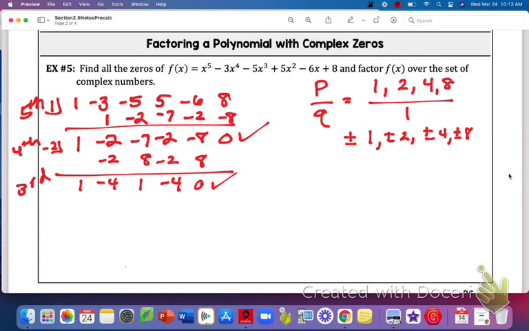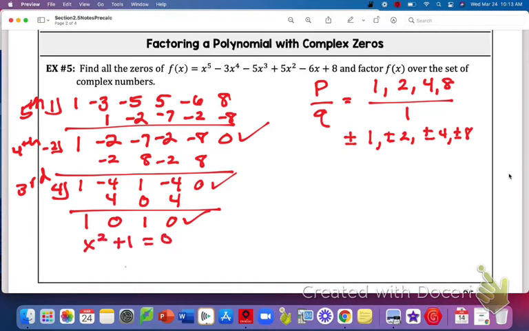We need to do one more to get down to a quadratic. I'm going to go with 4. Bring down my 1, 4, 0, 0, 1, 4, 0. Check. So now I'm down to a quadratic. What is that finalized quadratic? Well, it's x squared plus 0x plus 1. I'm going to set that equal to 0. So how do we solve that? Well, it's not factorable. I'm going to solve this by using the square root property.